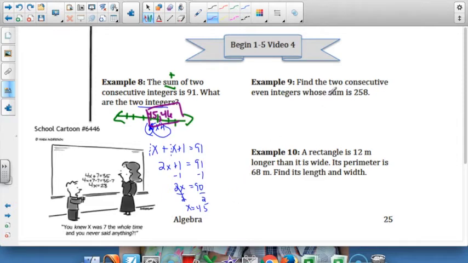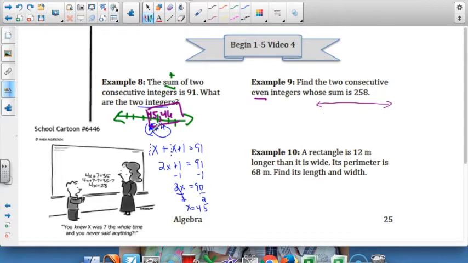All right, now this one's a little bit different. Find the 2 consecutive even integers. So we've got an extra word there that's going to throw us off a bit. This time the sum is 258. So again, think about your number line. Even integers are like 0, 2, 4, 6, 8, 10. They're numbers that are divisible by 2.